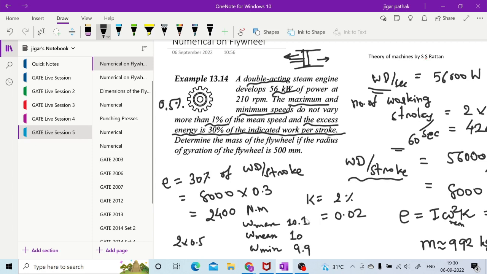So if you go with all these details and put them in the equation of K which we have derived, what is the equation of K we have discussed? Omega max minus omega min divided by omega mean. The mean is 10, so 0.2 divided by 10 will give you 0.02. Are you getting what I am trying to say? Yes sir. Clear? Yes sir.